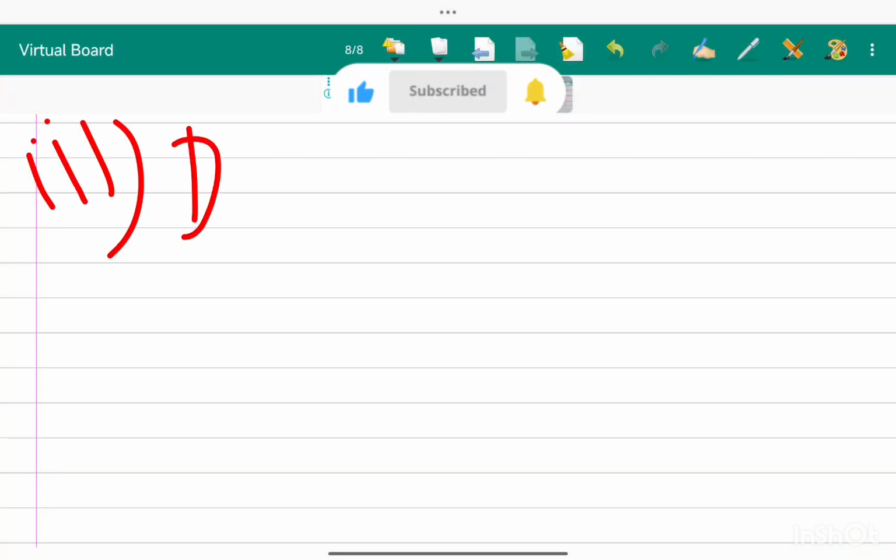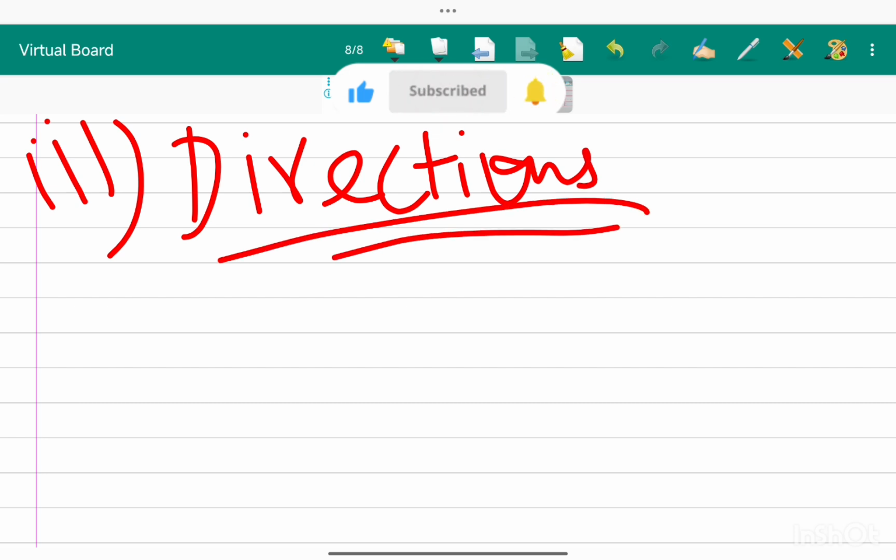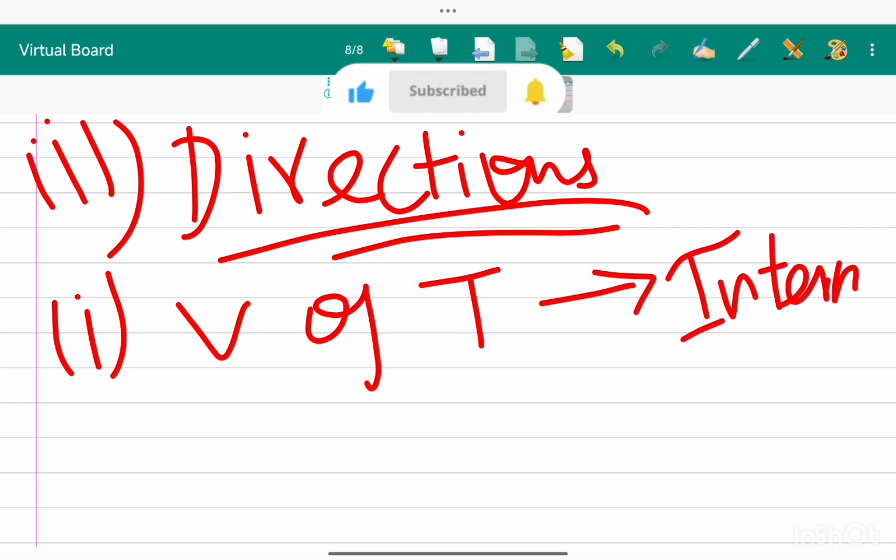Third point is direction. Who will direct the engagement team members? The auditor's professional judgment will direct the engagement team members. The auditor will say, based on the volume of transactions, if more volume is there, we have to be dependent on the internal control of the entity. We can't be checking everything. We should take some samples.